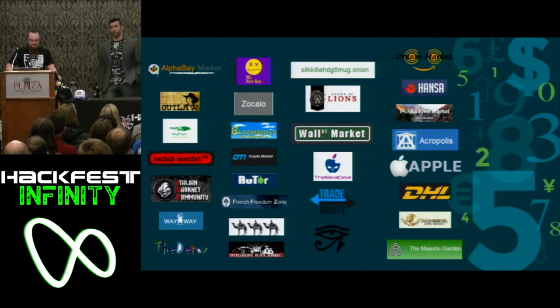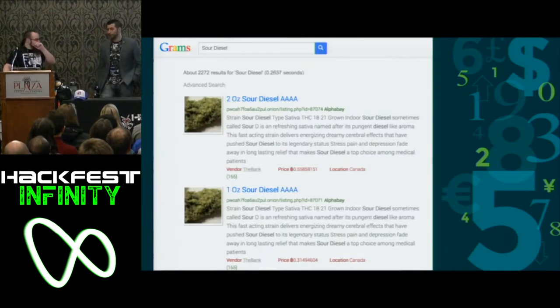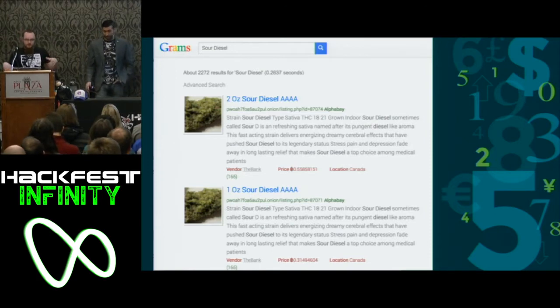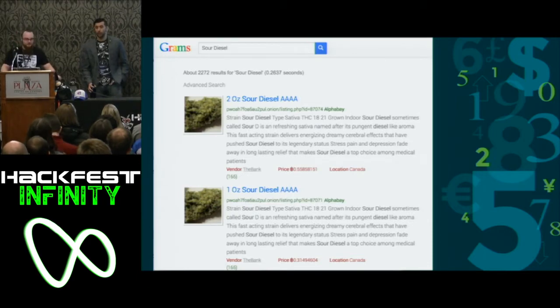And we'll have all these slides up for you guys. So instead of going to each one of those, there's a lot of text. You could just go to Grams, a search engine, which is great because it takes a bunch of the top markets and searches all of them for you without you having to create accounts in each one and look for what you're looking for. So it's sort of like a dog pile for drugs. That's a good sentence. Dog pile for drugs. I'd go to that party.